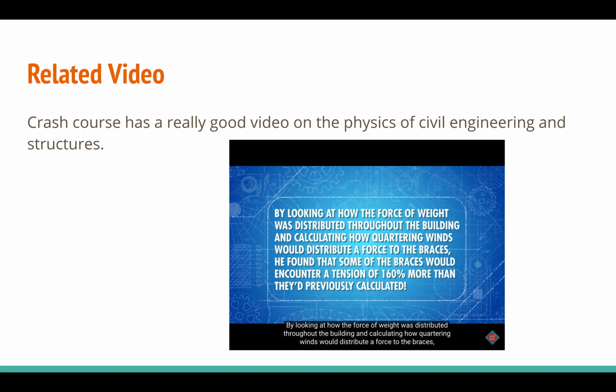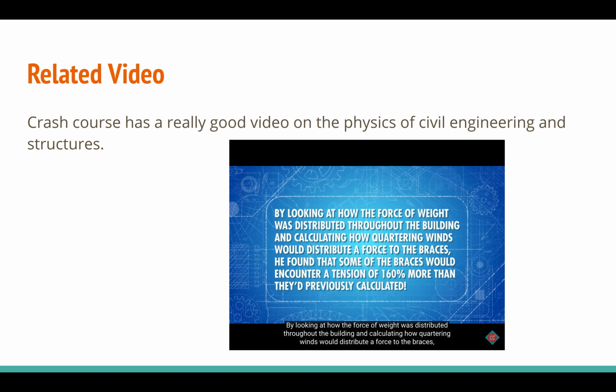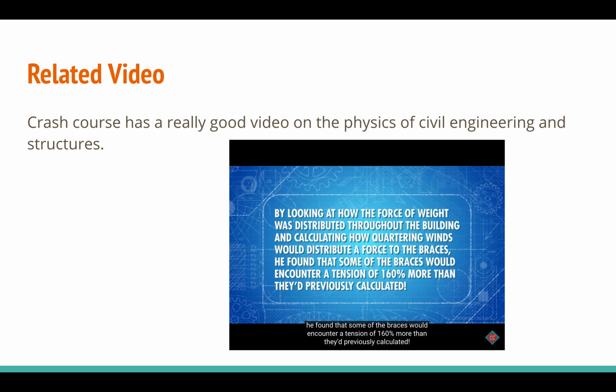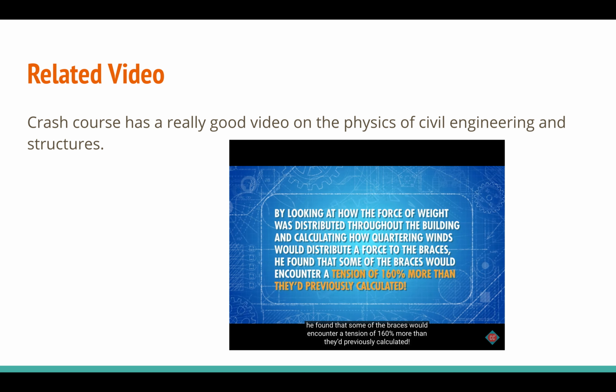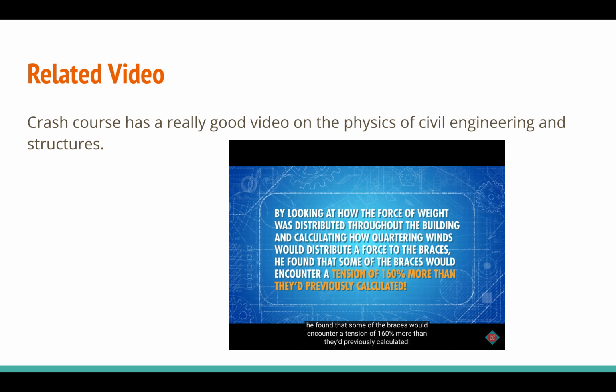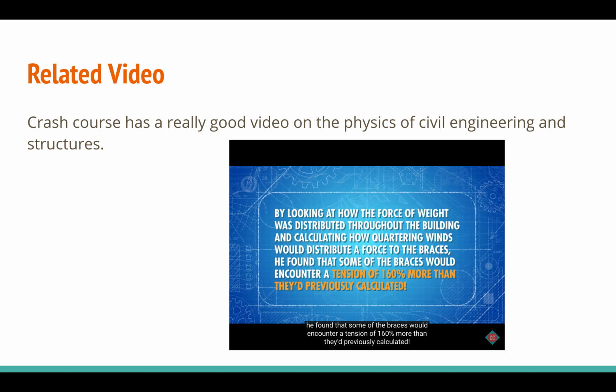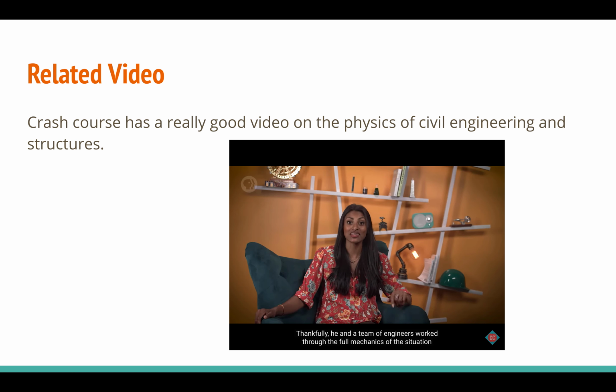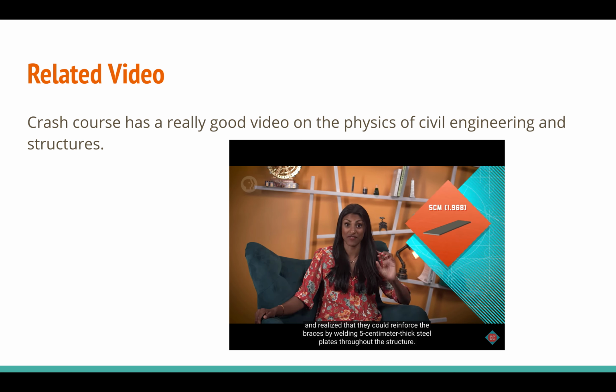By looking at how the force of weight was distributed throughout the building and calculating how quartering winds would distribute a force to the braces, he found that some of the braces would encounter a tension of 160% more than they previously calculated. It would only take a once in 16-year storm for the braces to fail. Thankfully, he and a team of engineers worked through the full mechanics of the situation and realized that they could reinforce the braces by welding 5cm thick steel plates throughout the structure.